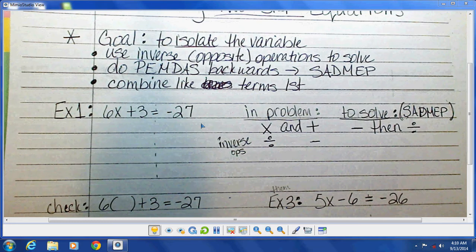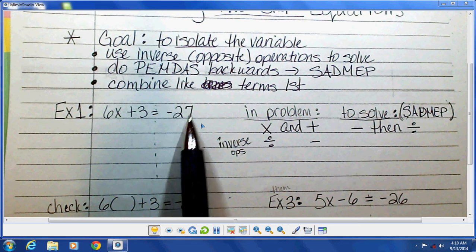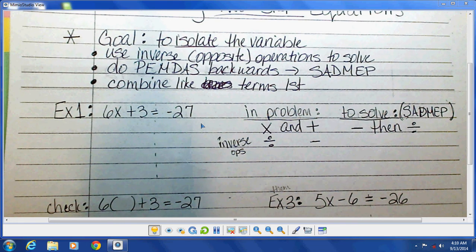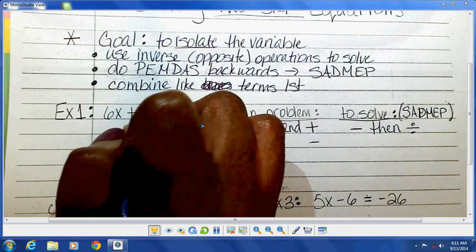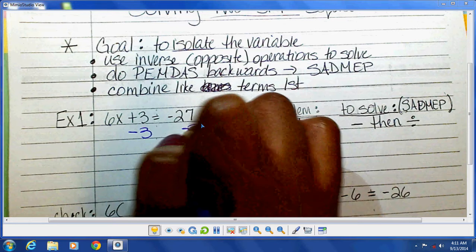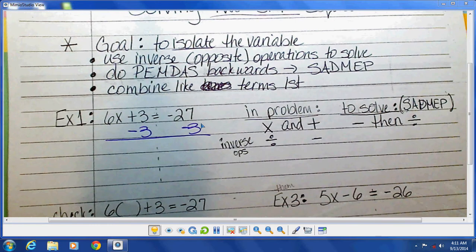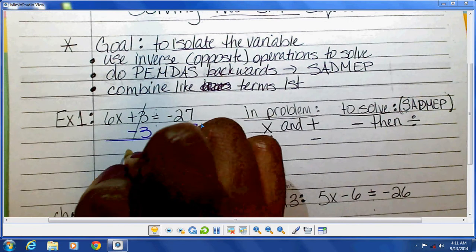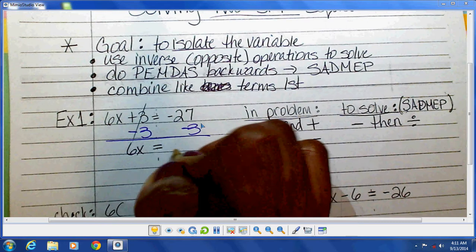Okay, and the reason why we're going to subtract before we divide is because we're trying to combine the like terms first. Since this 3 and this negative 27 are like terms because they're both just numbers only, there's no variable attached, that's why I want to remove that 3 first. To remove the 3, remember I use the inverse operation, subtraction. So first I'm going to subtract 3 from both sides. Now these 3's are going to cancel, leaving me with 6x equals negative 30.